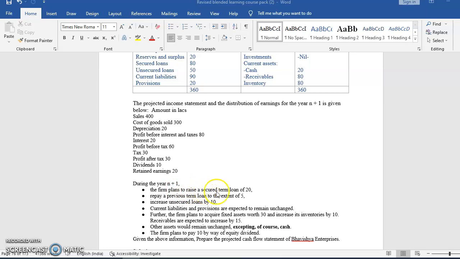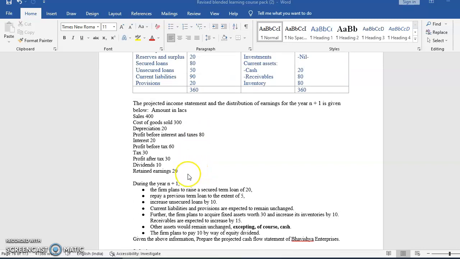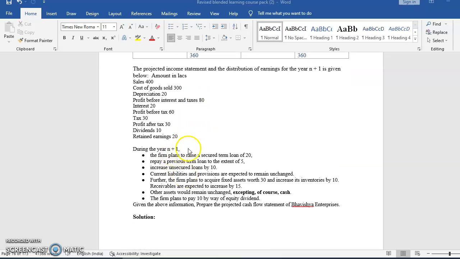The firm plans to raise a secured term loan of 20. Now what does that mean? If you are in the year 2022, now we will project it for 2023. So during the year, the firm has its own plan. One of the plans is to raise a secured term loan, which is 20.